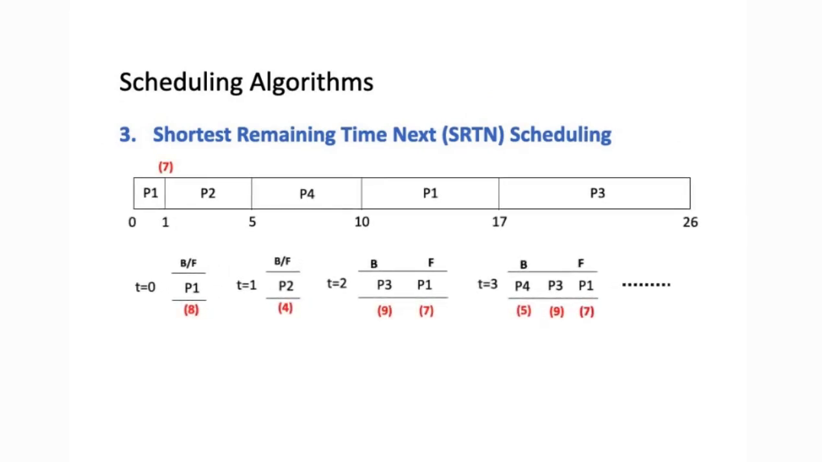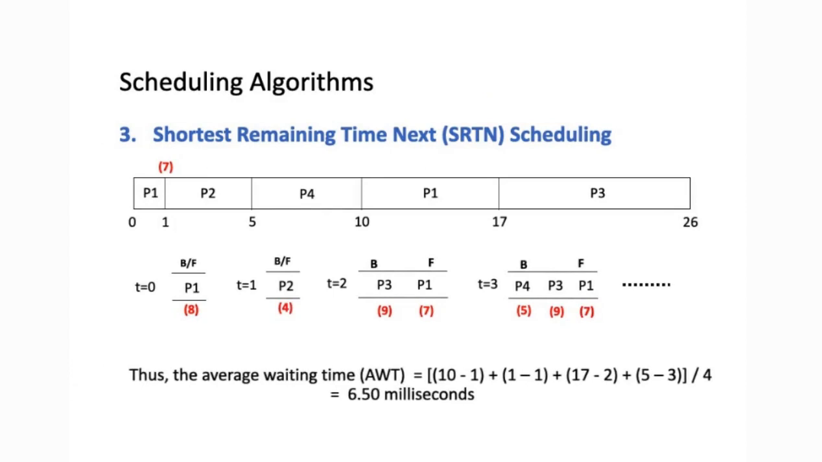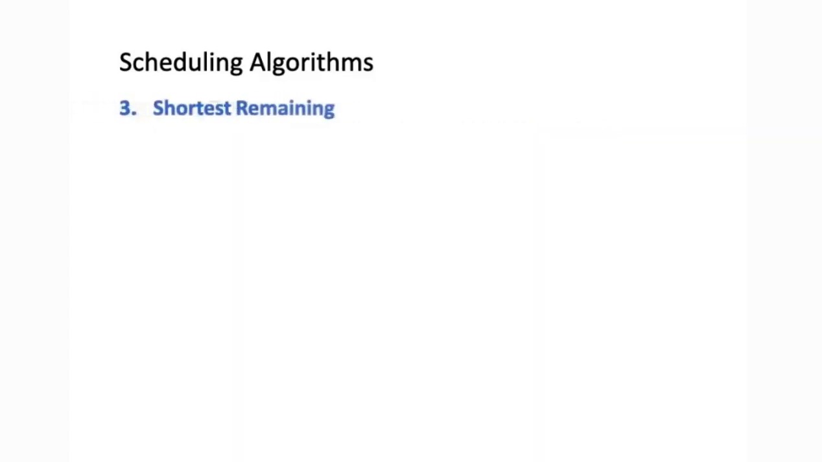The average waiting time for this example is the sum of 10 minus 1, 1 minus 1, 17 minus 2, 5 minus 3, divided by 4, which equals 26 divided by 4. The answer is 6.5 milliseconds. Let's see how the algorithm works when each process arrives at the ready queue.